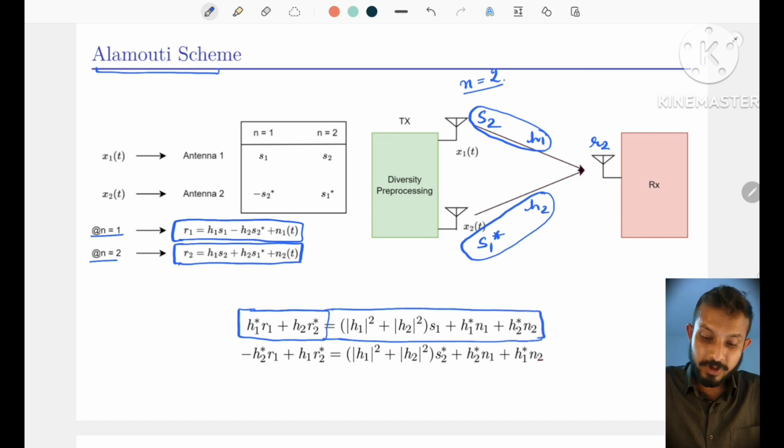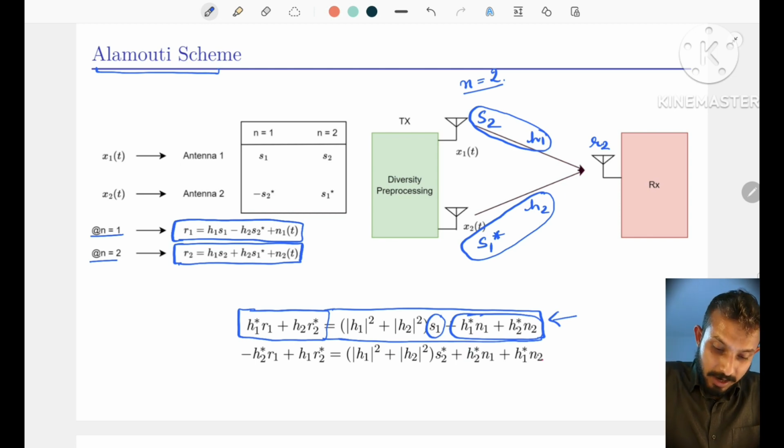And in this equation, you can see that it depends on the symbol S1. So that means you can easily detect S1 from here. There is no interference from the S2. And then you have some H1 conjugate N1 and H2 conjugate N1. This is basically the noise. They both are the noise terms, and the noise will get expanded. Rest all will remain the same.